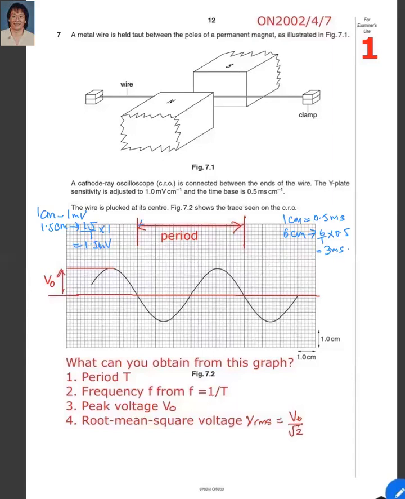What can you obtain from this graph? We can obtain two important pieces of information from this graph. First is the period, and secondly is the peak voltage V0. From the period, you can find the frequency, and from the peak voltage, you can find the root mean square voltage.